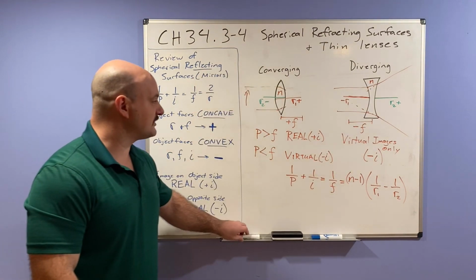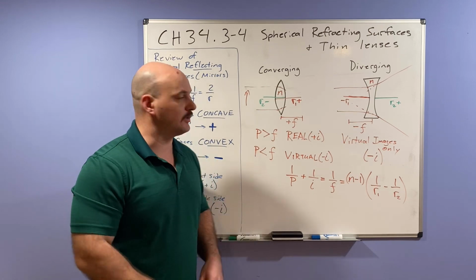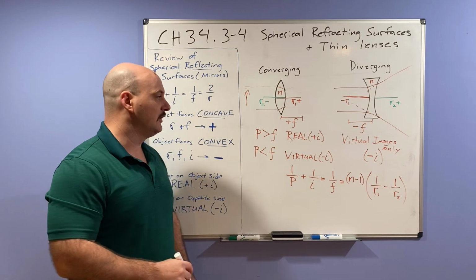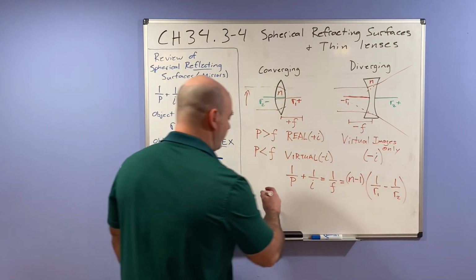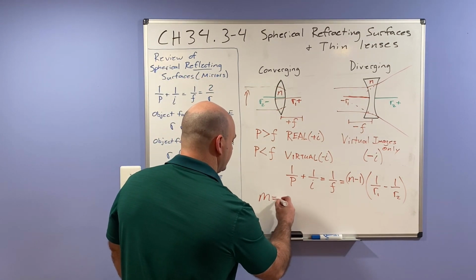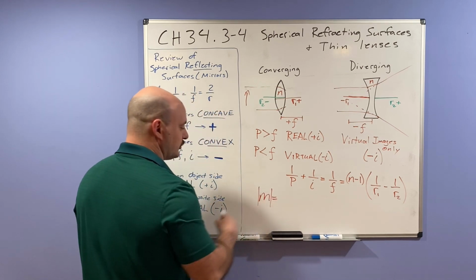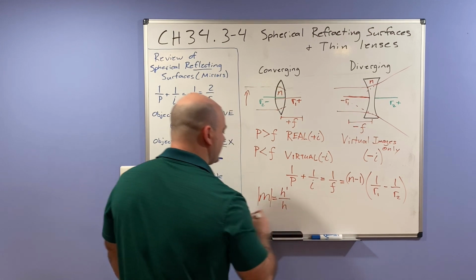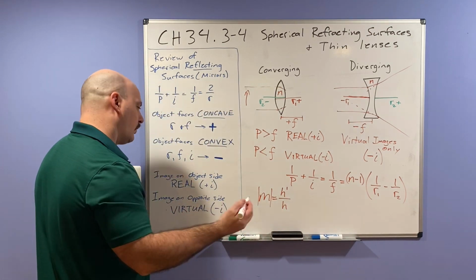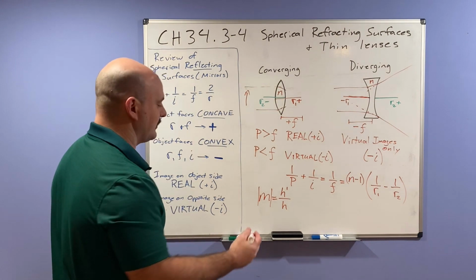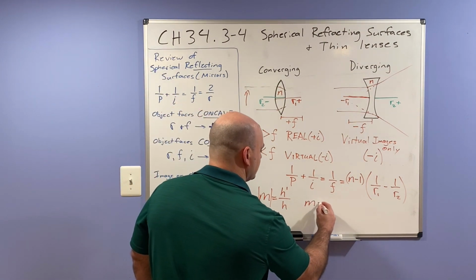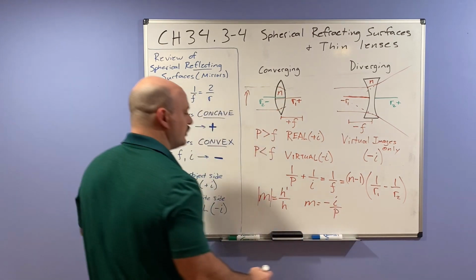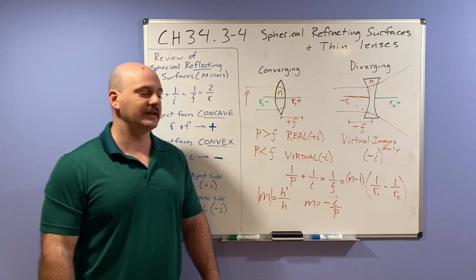All right, the other things that we do in lenses are very similar to mirrors. We can talk about the magnification. That formula is the same. The absolute value of magnification is the image height over the object height. Or we can do it in terms of the image distance and object distance. The magnification is the negative of the image distance over the object distance. Those formulas are the same both for mirrors and lenses.